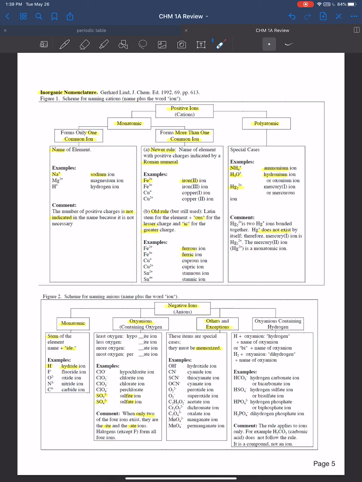Dichromate, Cr2O7 2-. Oxalate, C2O4 2-. Manganate, which is MnO4 2-. And then permanganate, which is MnO4-.